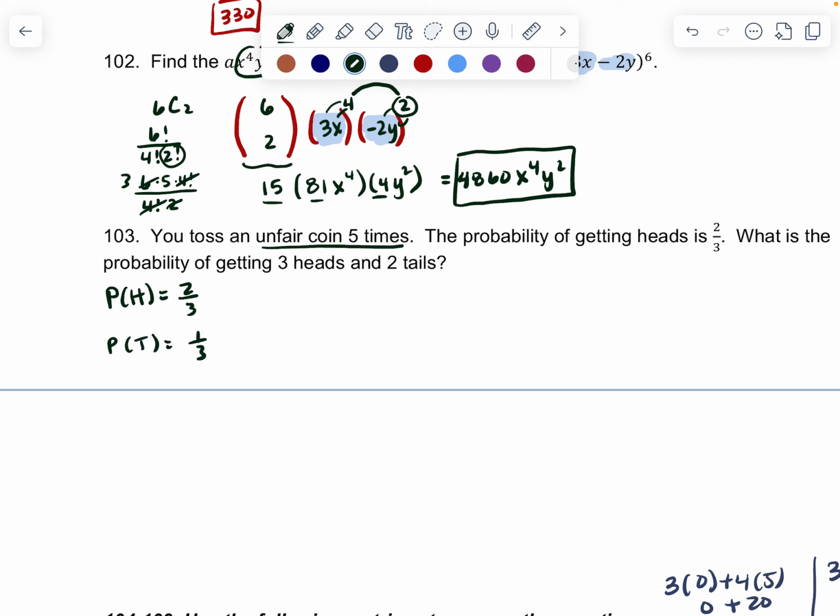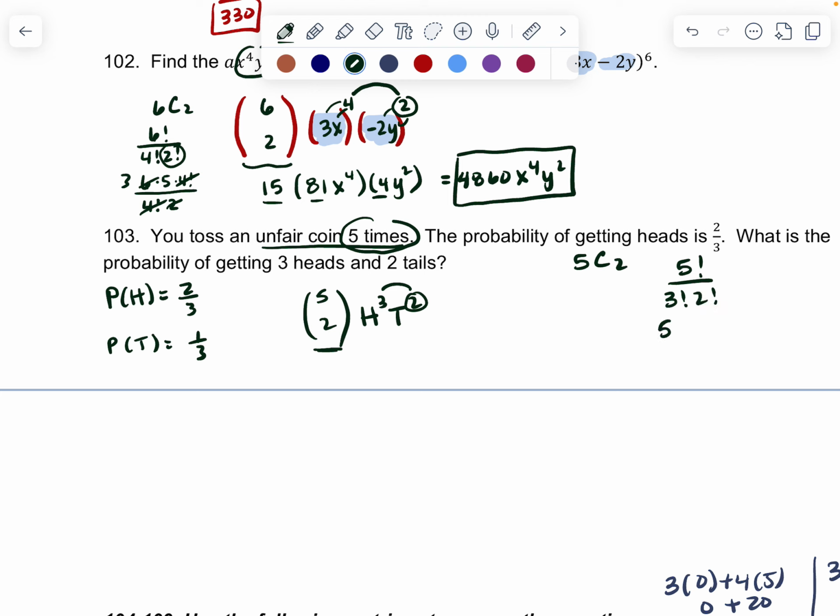What is the probability of getting 3 heads and 2 tails? So look, I want to get 3 heads and I want to get 2 tails. Okay, so what am I going to get here? Look, I tossed the coin 5 times. 2 plus 3 is 5, and then this number matches this. Okay, so first I have to find out what this is, which is just 5 choose 2.